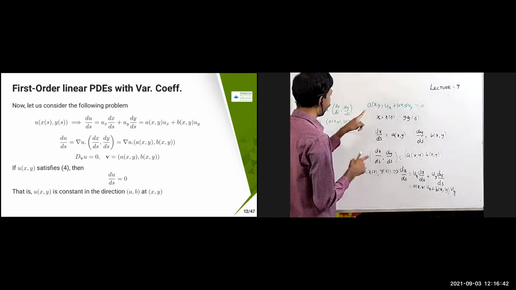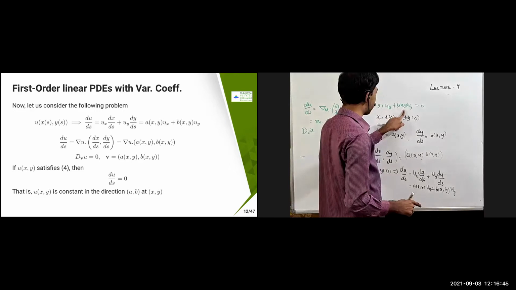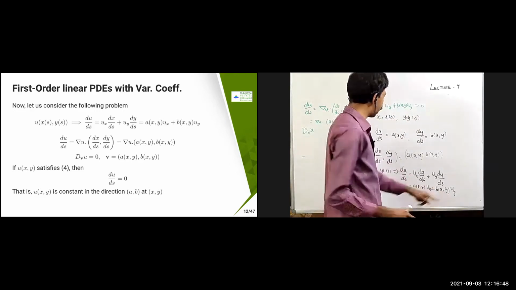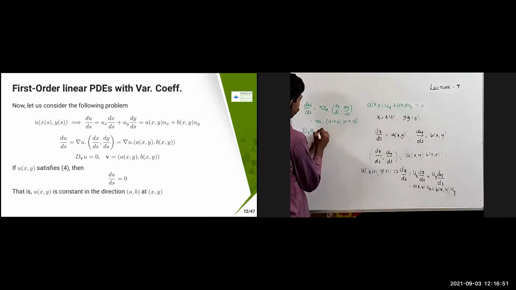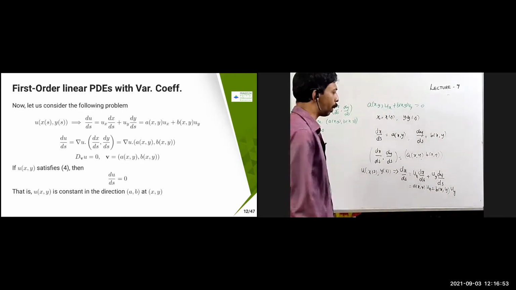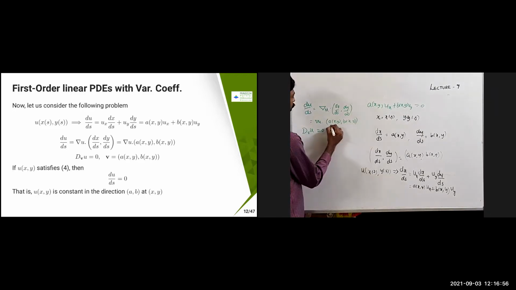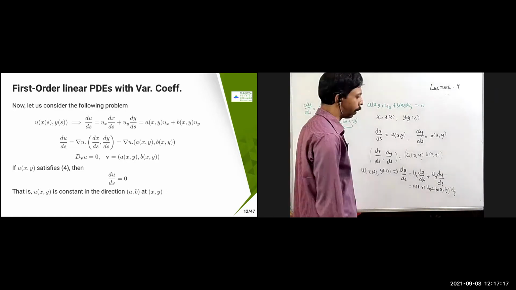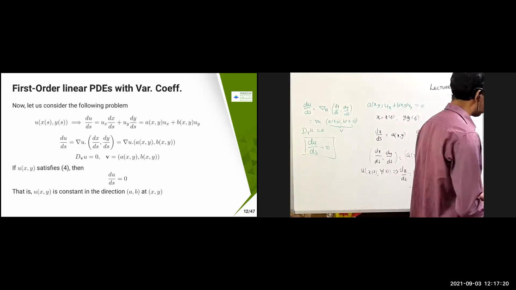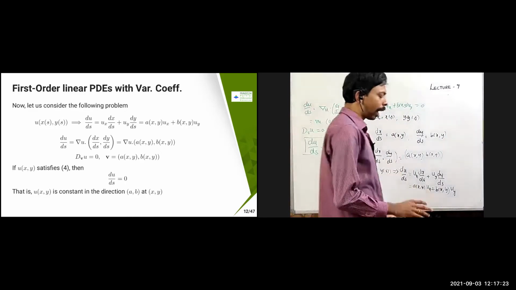Now it is given that a(x, y) u_x plus b(x, y) u_y equal to 0. That means this is going to become 0, so del u dot v equal to 0, where v is nothing but this part I'm just denoting as v, which is (a(x, y), b(x, y)). So this is the same as du/ds equal to 0. This is a simple ODE problem. So du/ds equal to 0 means what? u(x, y) is constant in the direction of v, in the direction of (a, b). At (x, y) it is going to be du/ds equal to 0. So this is the underlying idea for the next one.